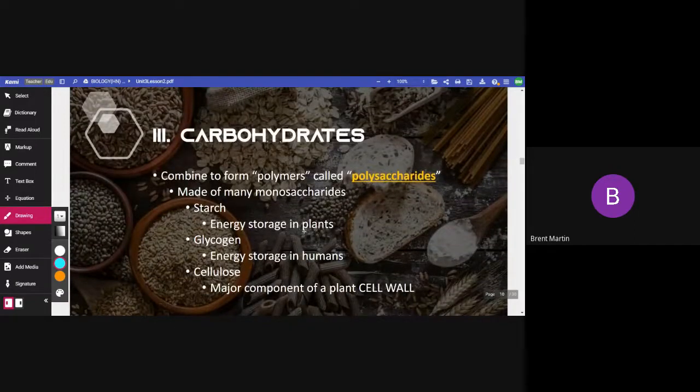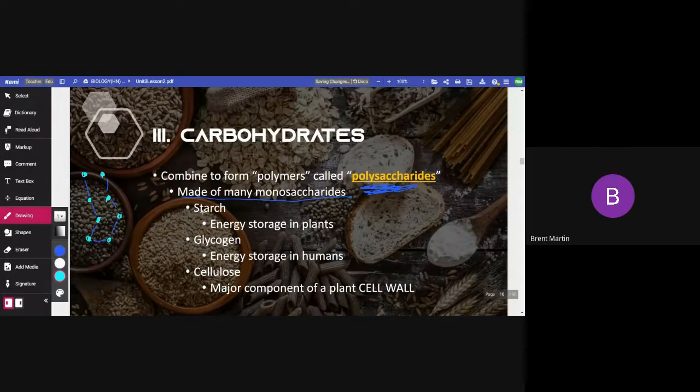Now, you can take a bunch of monomers, a bunch of glucose molecules. So there's all these glucose molecules. Y'all see that? There's all those little glucose molecules. But if I start to combine them, making a long chain, making it a polymer, then I can form something called a polysaccharide, right? And these are things that are made of many monosaccharides.